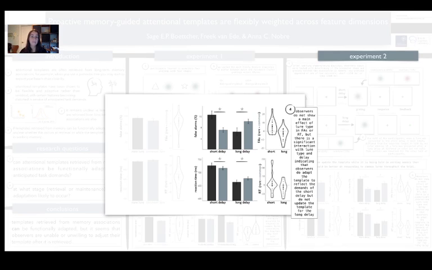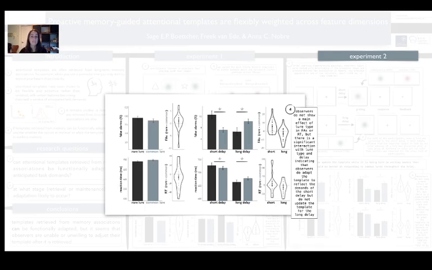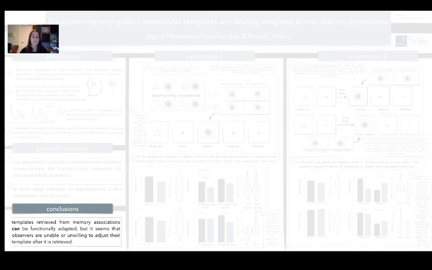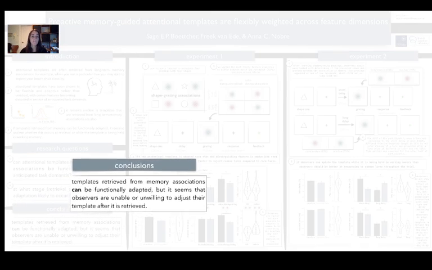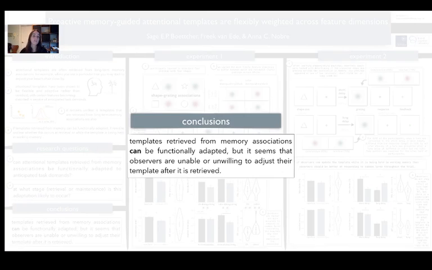As such, we can see that observers have adapted their attentional templates for the short delay trials, but were not able or willing to update this representation for the long delay trials. This brings us to our final conclusions. It seems that templates retrieved from long-term memory can be functionally adapted to better serve behavior. However, observers are unable to update these adapted representations. This may indicate that these representations are retrieved in an adapted state, optimized for the immediate task demands.